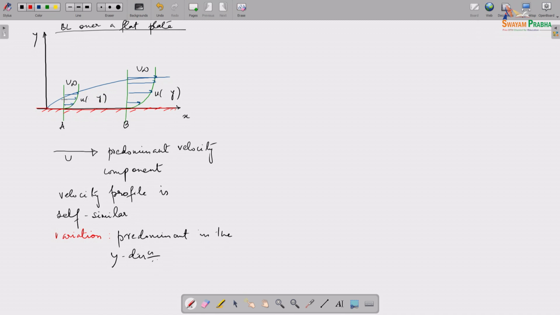Okay, right. So that's pretty much what we know about a boundary layer, right? And essentially for these reasons, we think that we can actually use the equations which we have for the boundary layer over a flat plate.